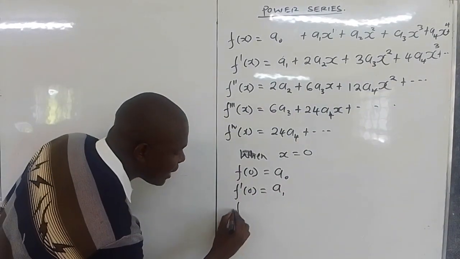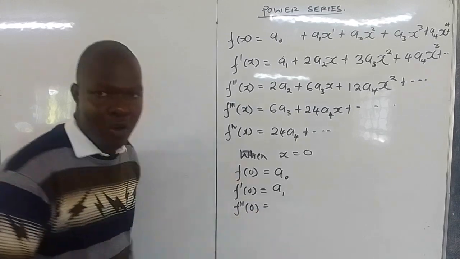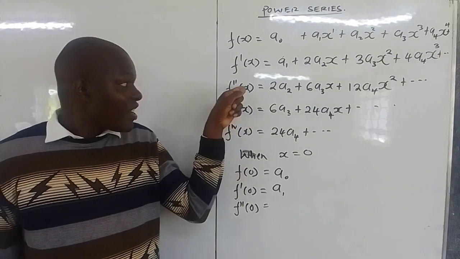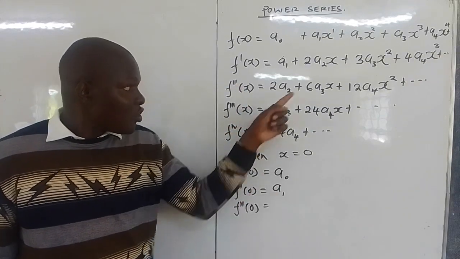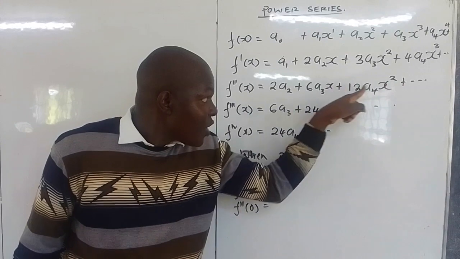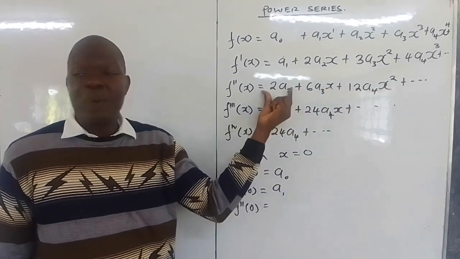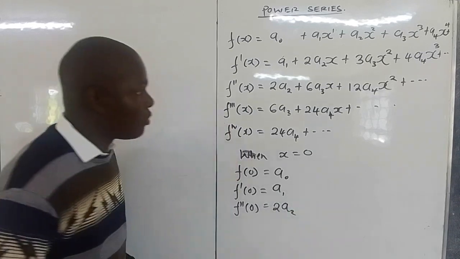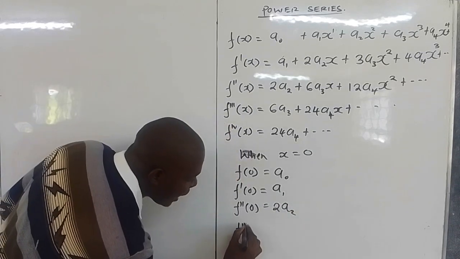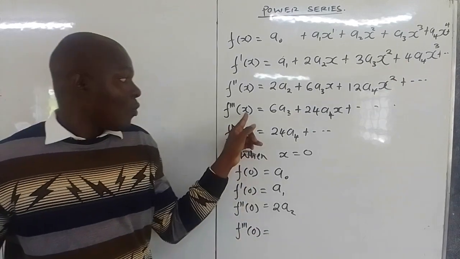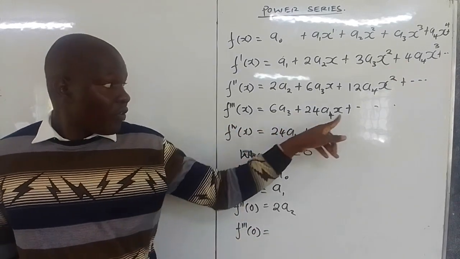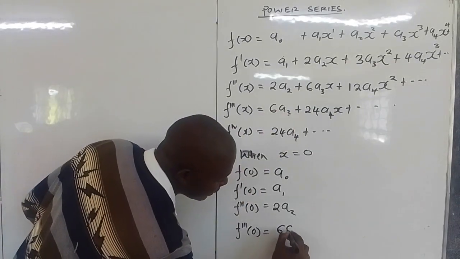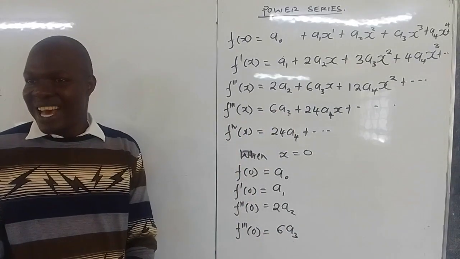You move to the next one, f double prime of 0. Are you seeing that? F double prime of 0, where there is x, you put 0. So you have f double prime of 0. So, meaning all this will go to 0. Anywhere you see x, you put 0. You'll remain with 2a2, isn't it? Then you move to the next one, f triple prime of 0, where there is x, you put 0. So, this will go to 0. You'll remain with 6a3. Are you seeing that?